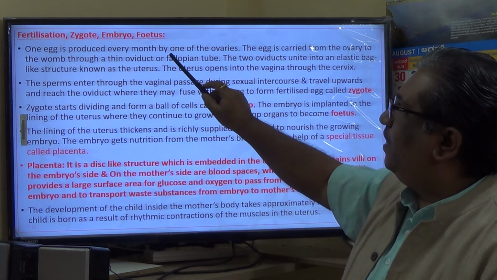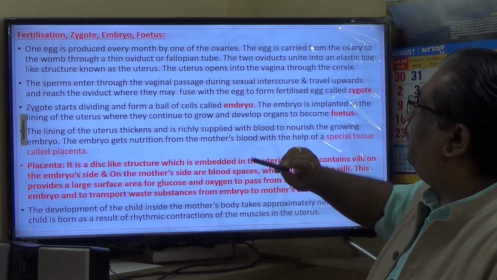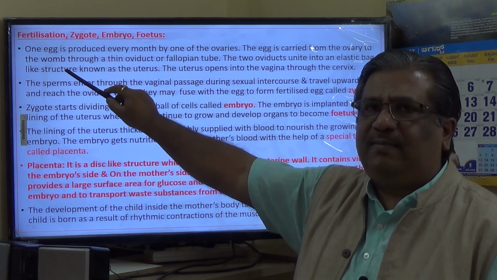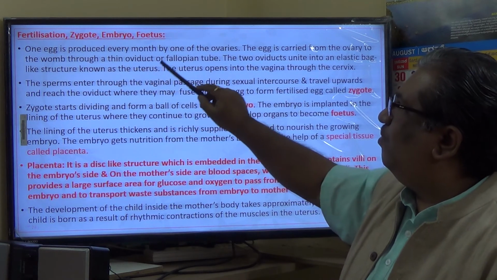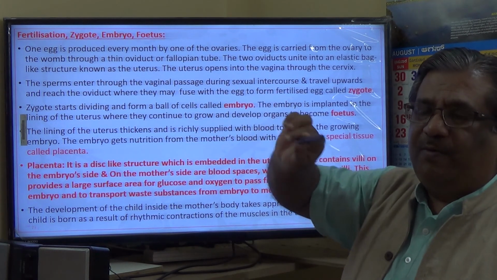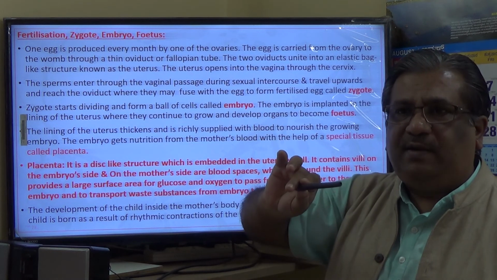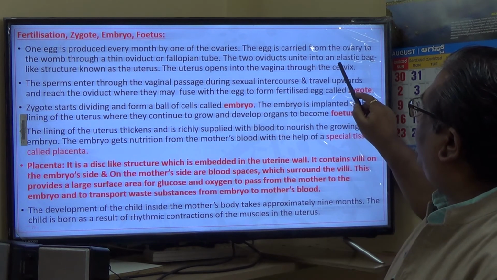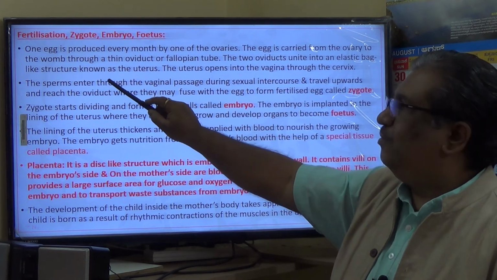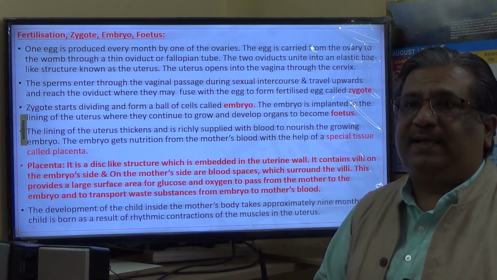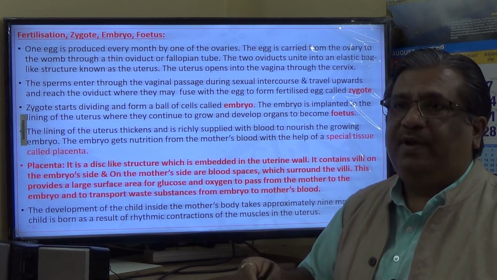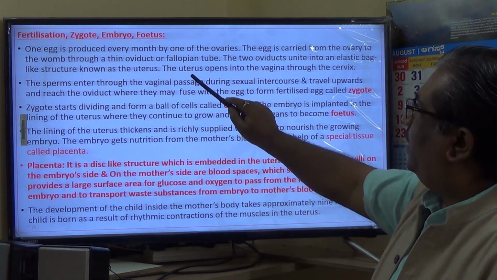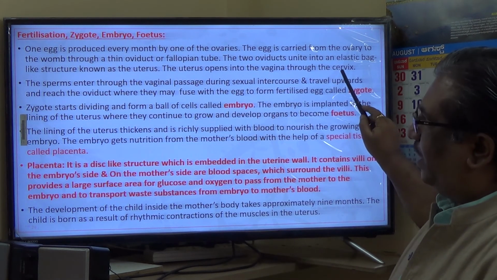One egg is produced every month by one of the ovaries. The egg is carried from the ovary to the womb, which is nothing but uterus, you can say, through a thin oviduct or a fallopian tube. So egg is transferred from ovary to the uterus through a fallopian tube. The two oviducts unite into an elastic bag-like structure known as uterus. So how do you describe uterus? It is an elastic bag-like structure into which both the oviducts or the fallopian tubes open into. The uterus opens into the vagina through the cervix.